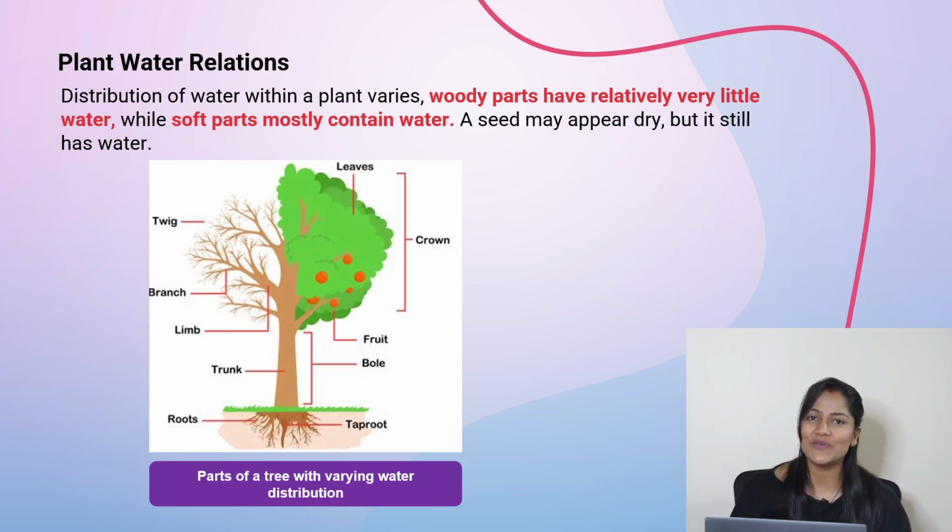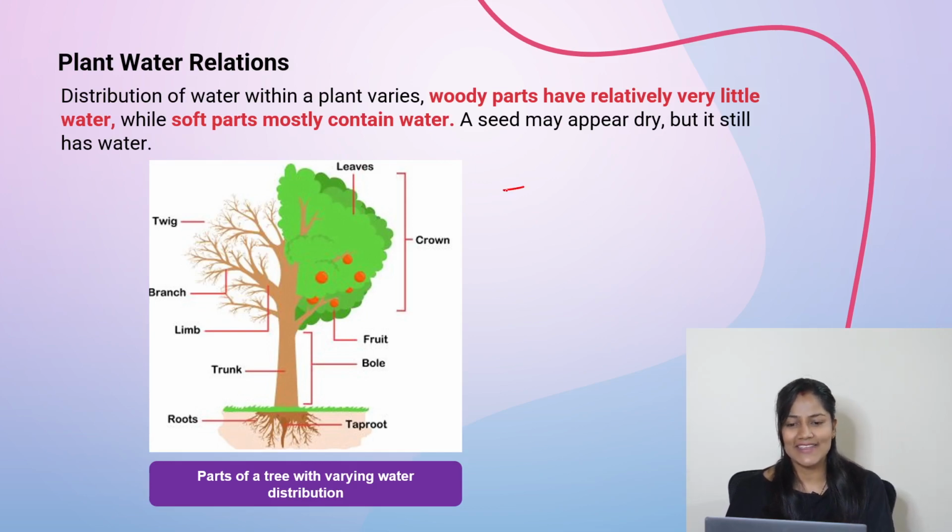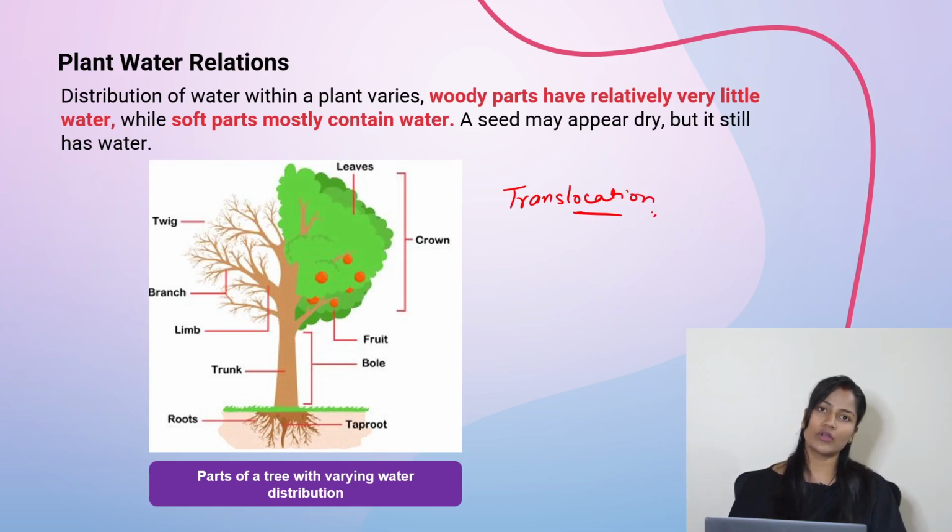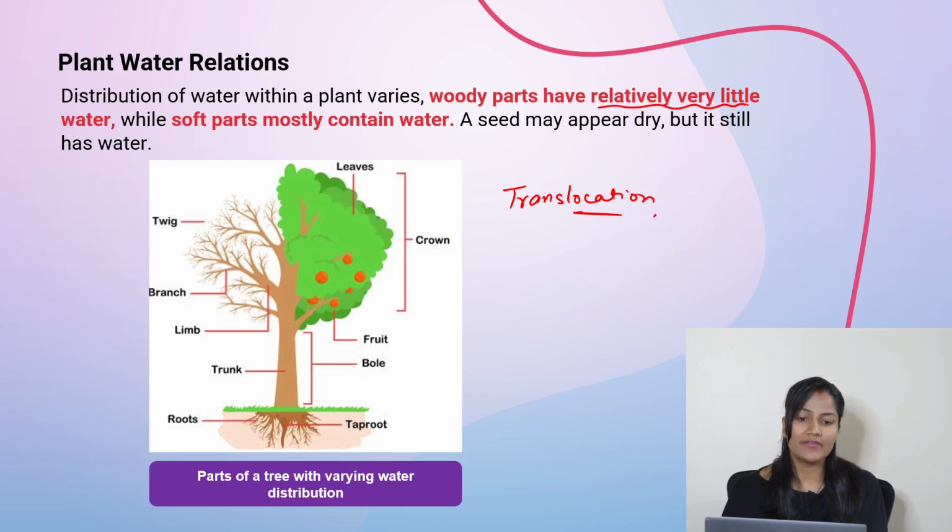Can anyone tell me what is this long distance transport also known as? Yes, we call it as translocation. So distribution of water within a plant varies. Woody part have relatively very little water. बहुत कम पानी present है woody part में, whereas the soft part जैसे leaves हो गई, fruits हो गए, right? They are so watery in nature.